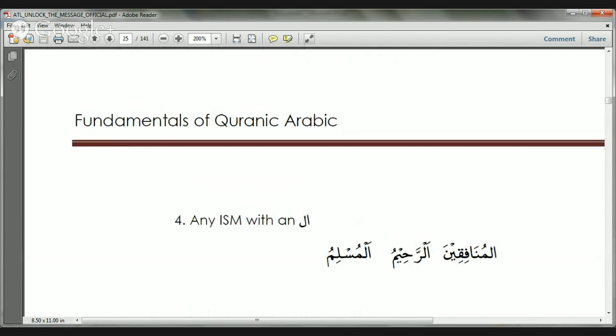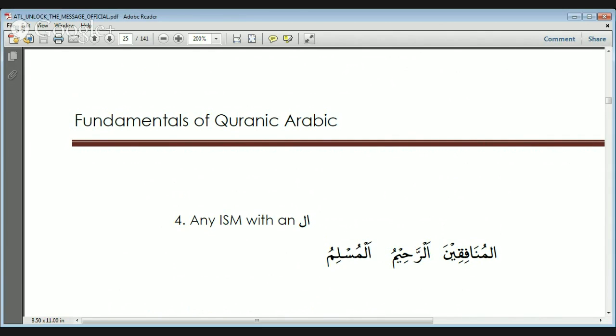Number 4, any ism with an alif lam is considered what? Fully flexible. Any ism with alif lam is considered fully flexible. Now, if you look at the word al-munafiqina, what's it going to be? It's going to be fully flexible. Okay, moving back. Any ism with an alif lam. Let's write this down and we'll go over them in depth.